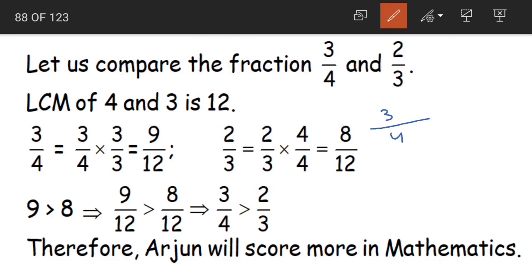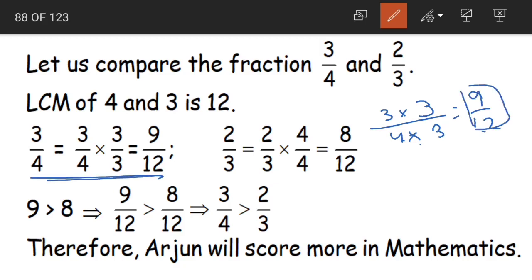So 3 into 4 into what gives us 12? 4 into 3 gives us 12. So multiplying the numerator also with 3. 3 3s are 9 and 4 3s are 12. So our first fraction is now 9 by 12.